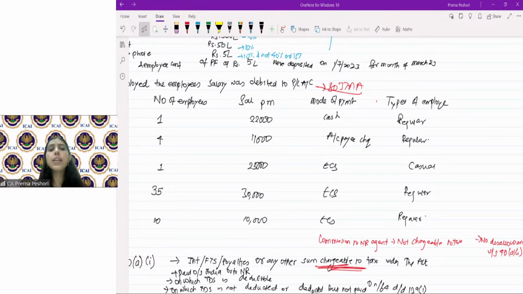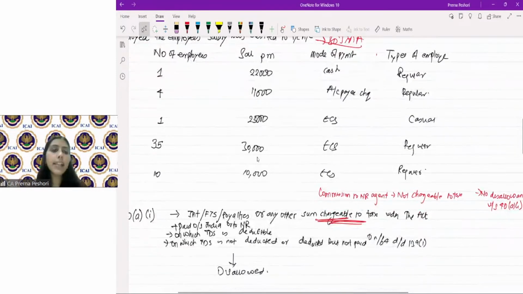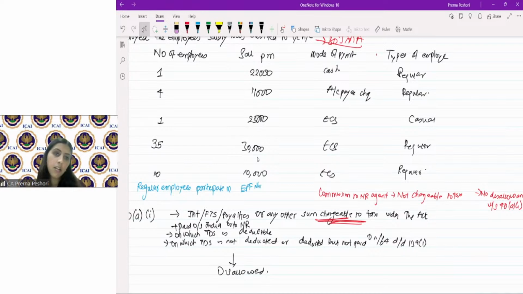What is the difference between the regular employee and the casual employee? You can just add that particular point. So regular employees participate in employee provident fund while casual employees do not. Okay. So what does 80JJAA say? Yes, first, whether the employee would be eligible for it, whether the company will get the deduction for 80JJAA.